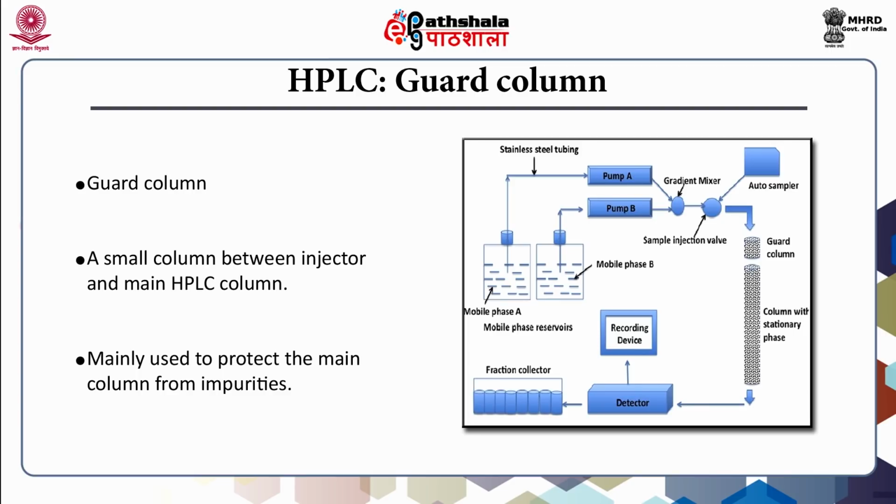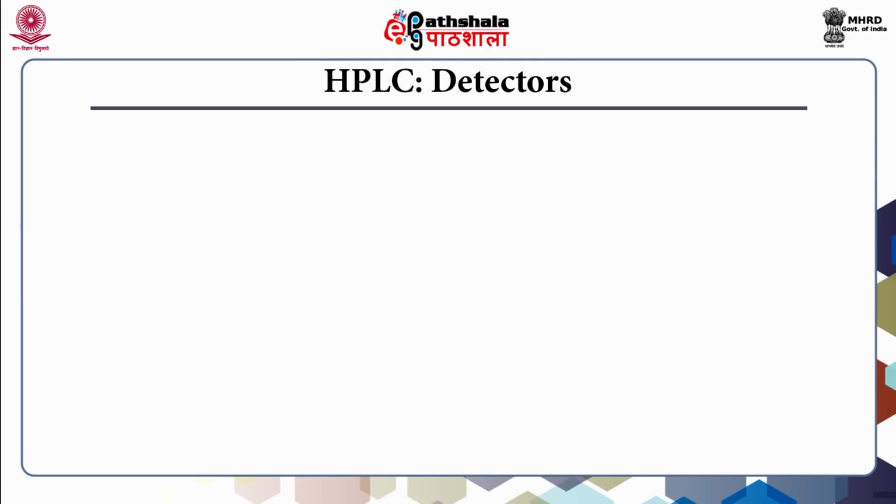So far we have discussed the pumps, the mobile phase, the stationary phase, the stationary phase column formats, the guard column and the injector. Let us discuss the HPLC detector, which comes after the column in HPLC instrumentation. There are several kinds of detectors in this slide. If you observe, there are almost 9 kinds of HPLC detectors.